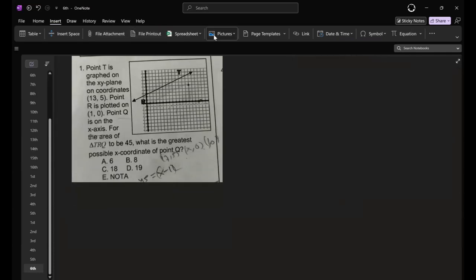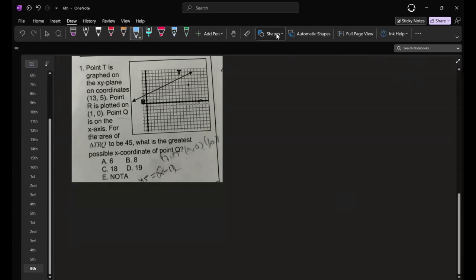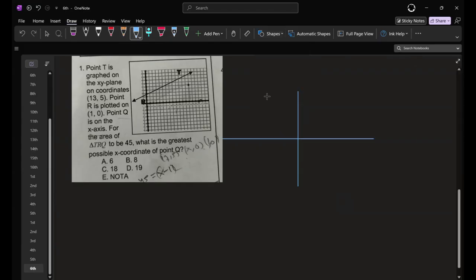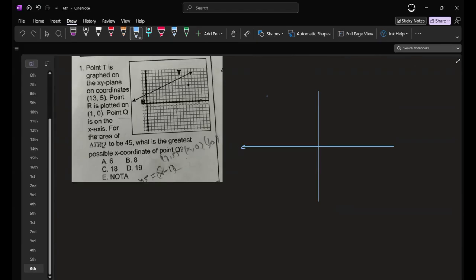So here it is given, and for this question I'm going to draw my own set of axes. So y is x. It is given that point T is graphed at 13 comma 5. So let's say this is 13, this is 5. Point T is somewhere here, 13, 5. Now point R is located at 1 comma 0. So here somewhere is point R, 1 comma 0.